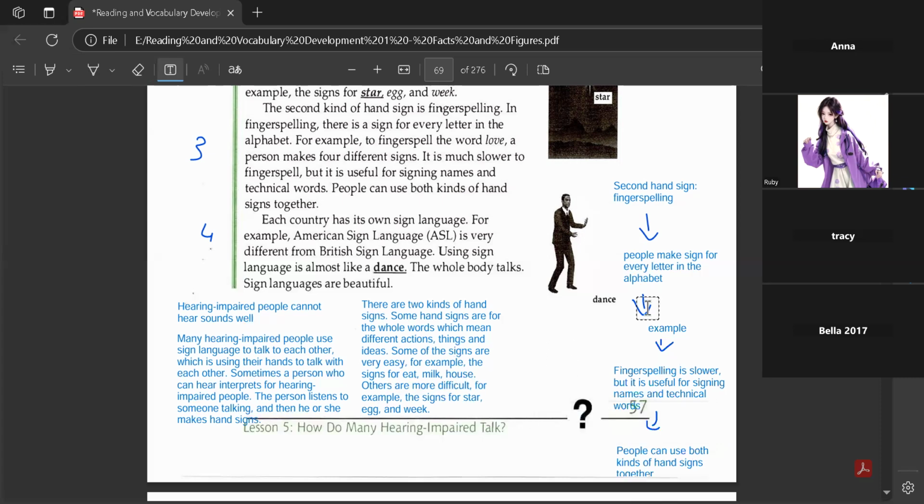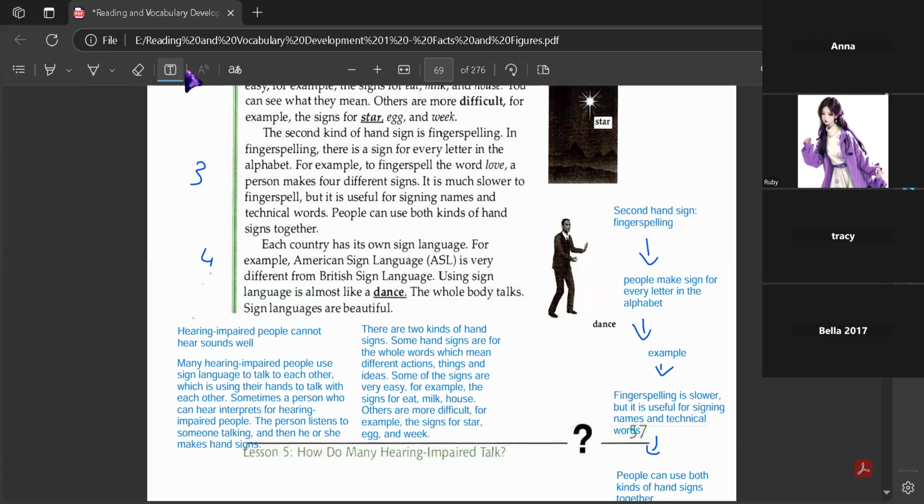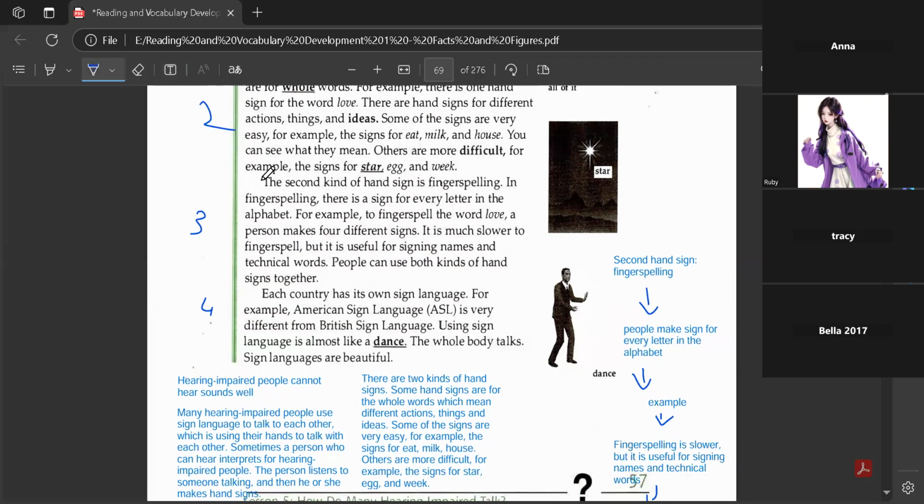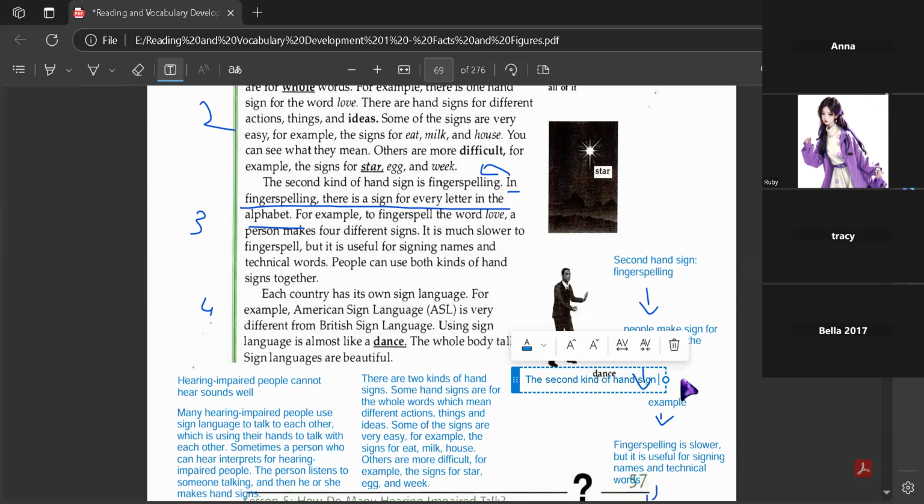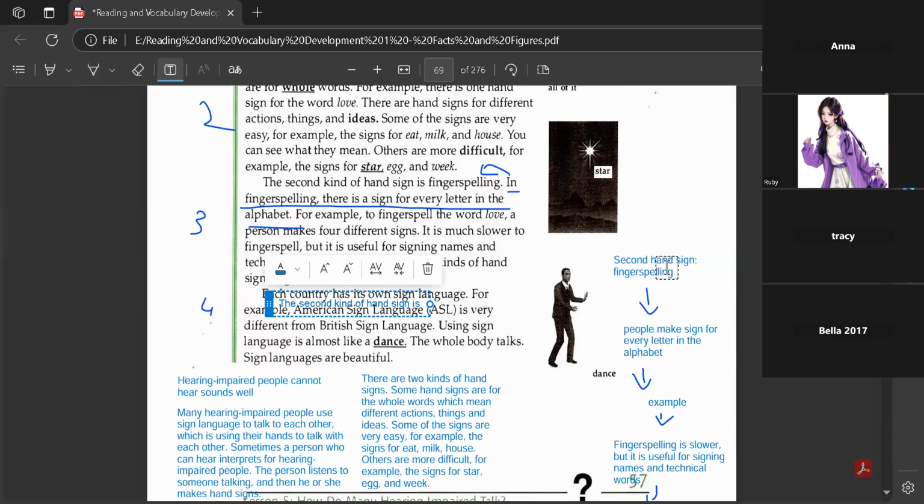Okay, so we can combine these two sentences together. The second kind of hand sign is finger spelling. In finger spelling, there's a sign for every letter in the alphabet. The second sentence is the one that gives the information about finger spelling, so we're going to link those together by using linking verbs. For example, the second kind of hand sign is, wait, I think I have to erase this.